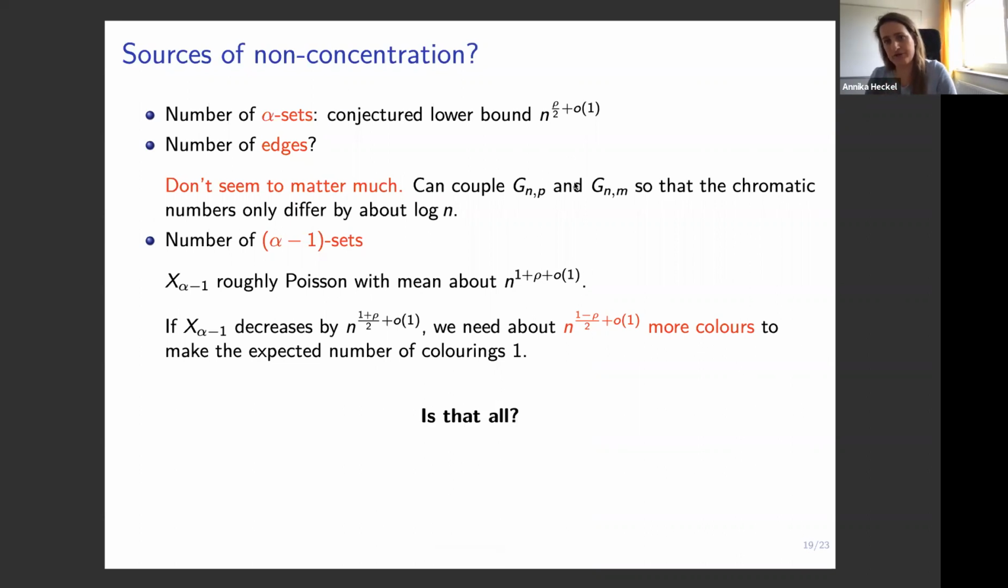Okay, so we have these two sources of non-concentration. Are there any others? So can we continue maybe with the alpha minus 2 sets and alpha minus 3 sets? Maybe they all give us some non-concentration. But that does not appear to be the case.